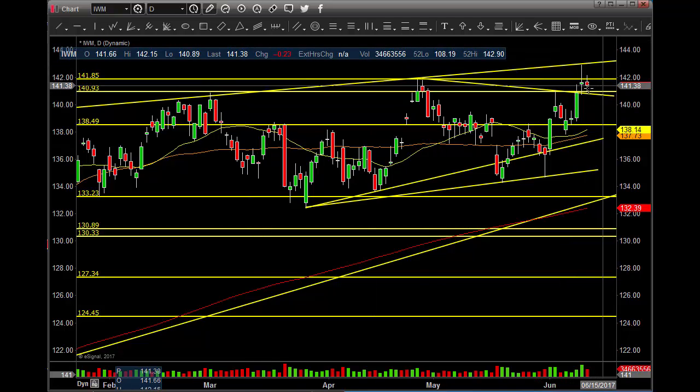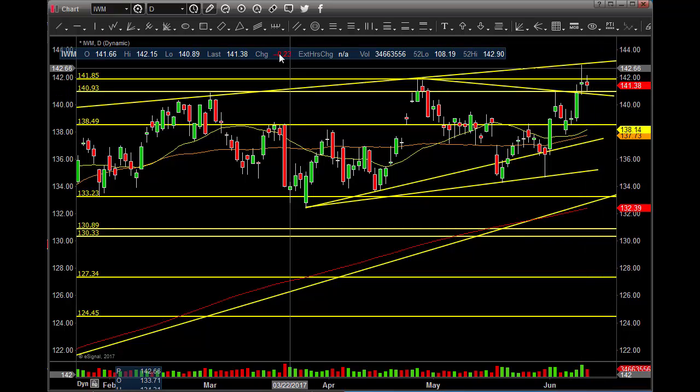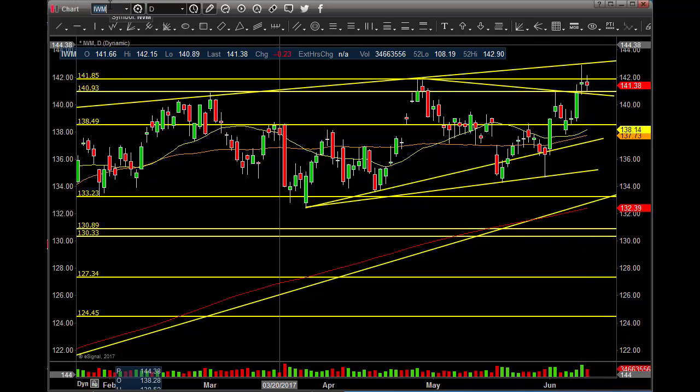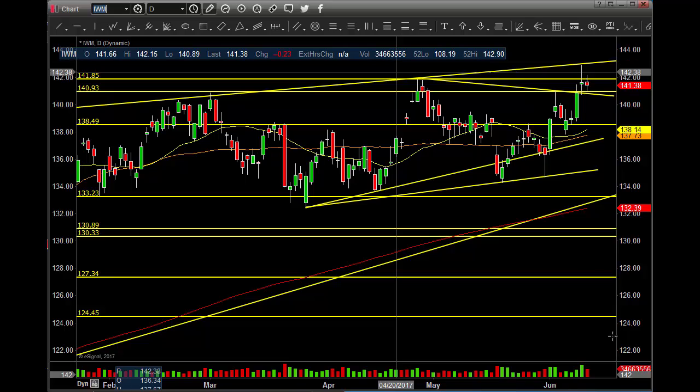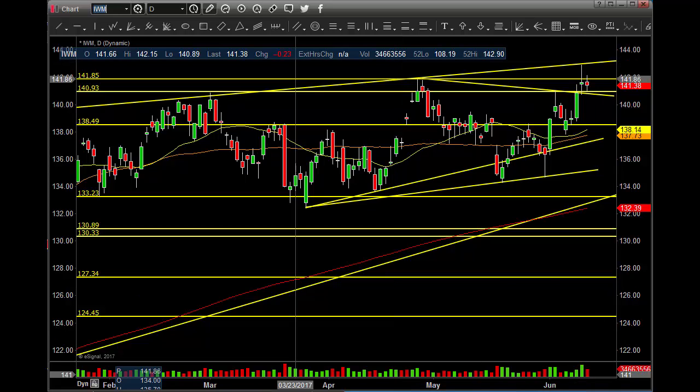So watch for the pattern. Right now, really not telling us too much. 23 cents down on a day, not a big deal. Volume 34 million, a little bit less than yesterday. Got to keep an eye on that too.